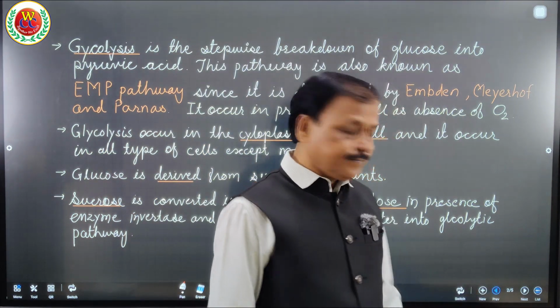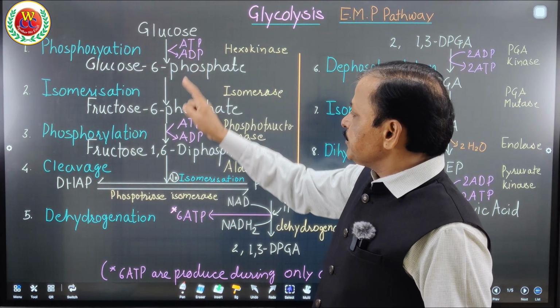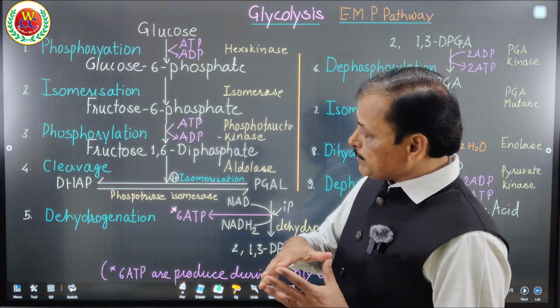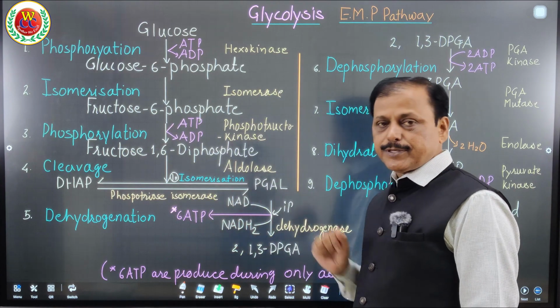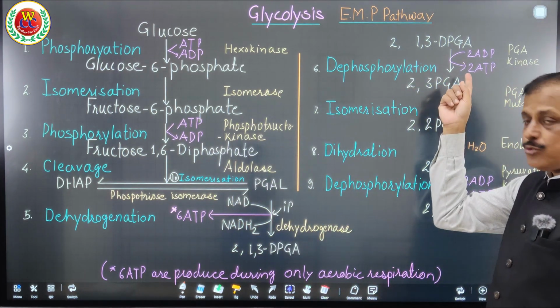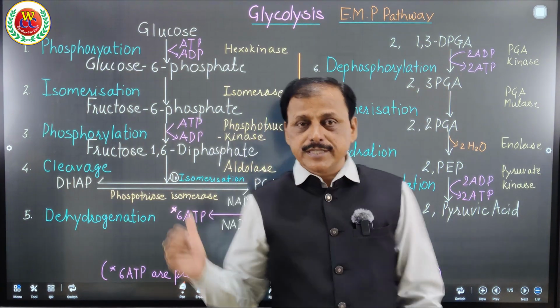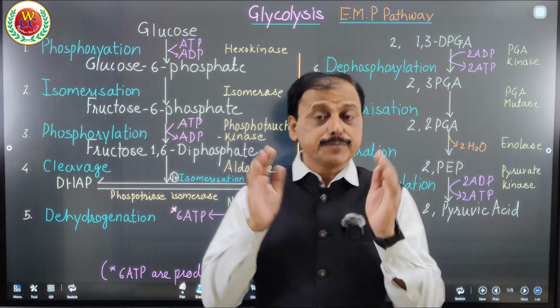See here, this ATP is used: one ATP used here, another ATP used here, so two ATPs are used. Now how many ATPs are produced? If it occurs aerobically, then 6 ATP are produced, plus this 2 ATP and 2 ATP. So in total 6 plus 4, 10 ATPs are produced if it is aerobic.